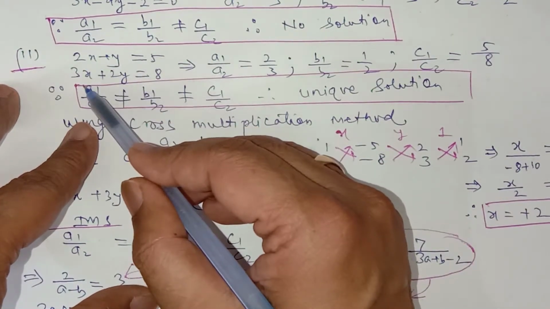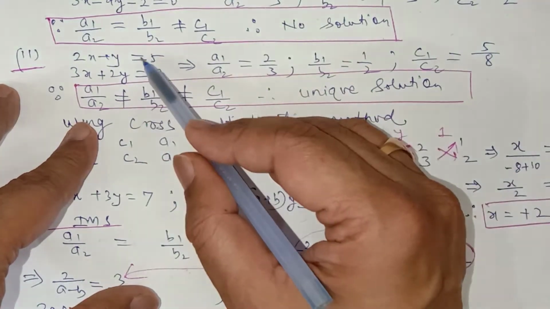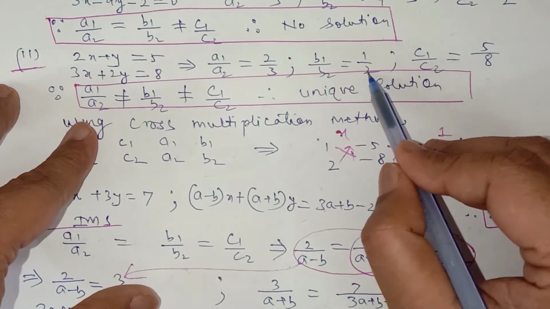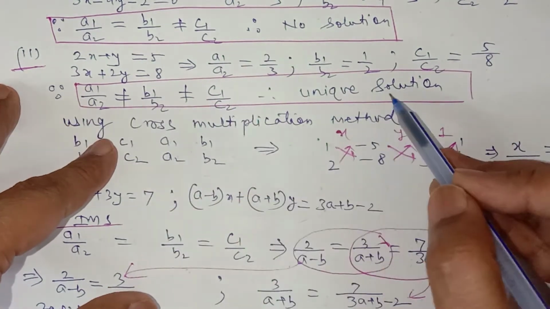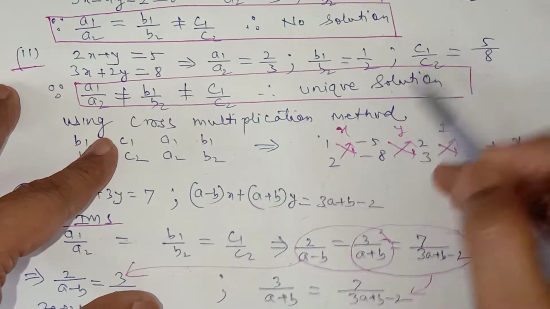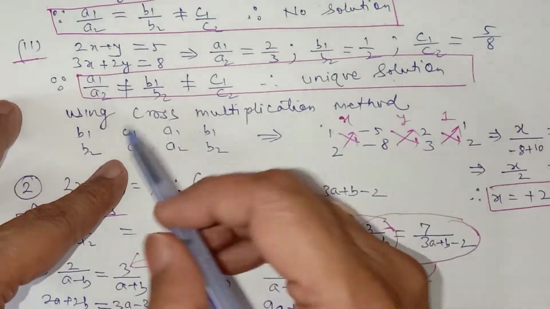a1 upon a2 is 2 upon 3, b1 upon b2 will be 1 upon 2, and c1 upon c2 will be 5 upon 8. That is, a1 upon a2 is not equal to b1 upon b2, which is not equal to c1 upon c2. So therefore it will have a unique solution, or a consistent solution. When the equations have a unique or consistent solution, then you have to solve it by the cross multiplication method.